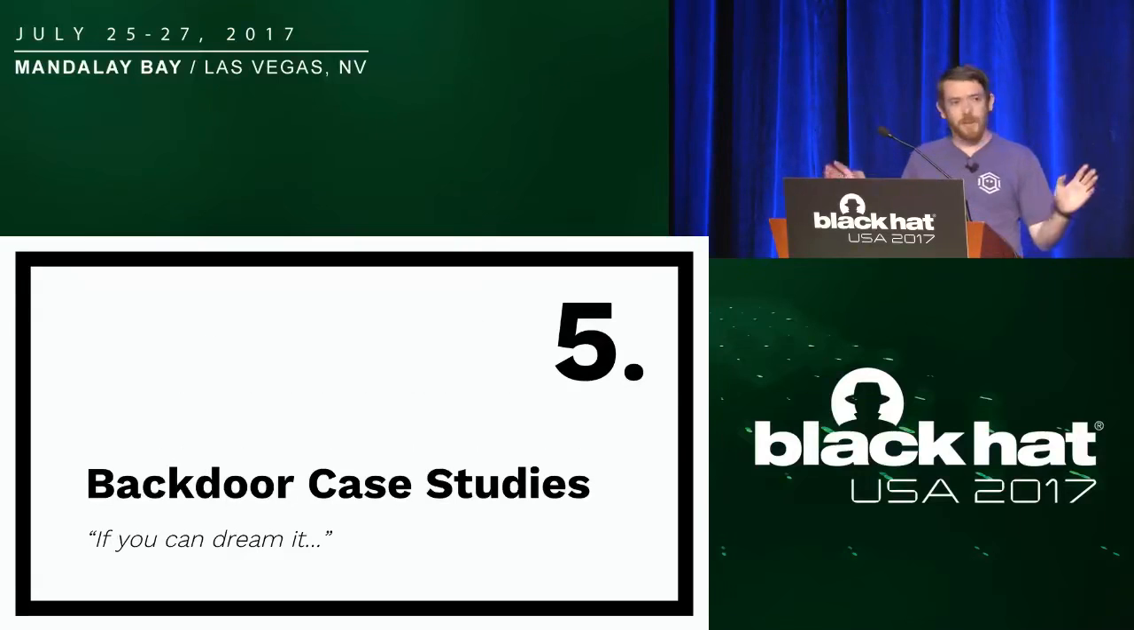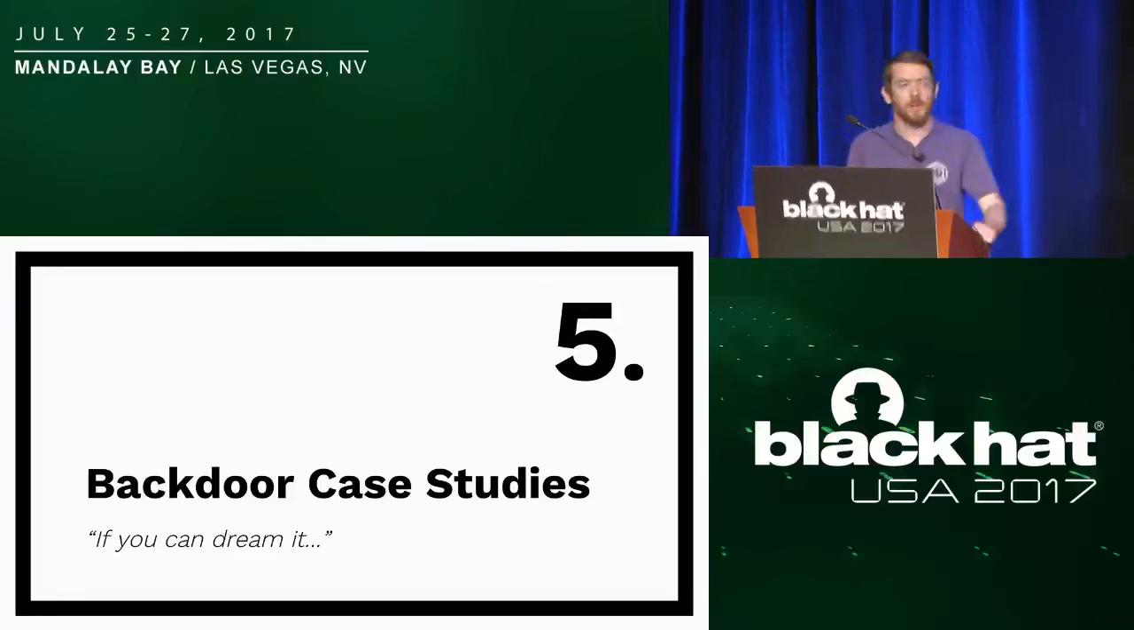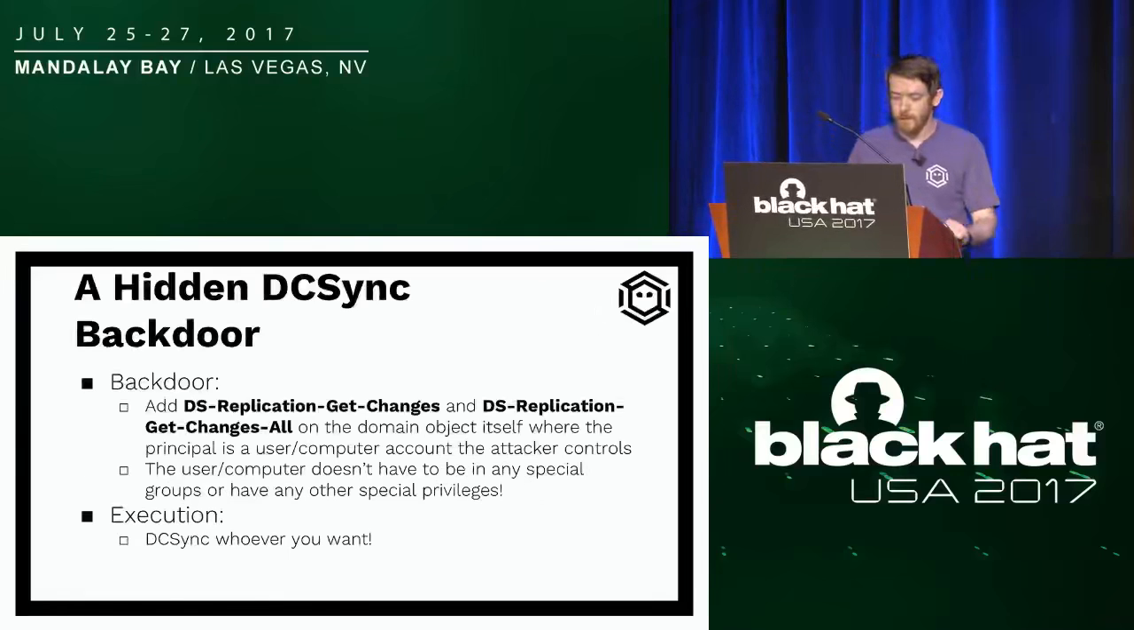We already have more ideas after you put the deck together. There's infinite possibilities on how you could design these chains of malicious ACEs. So the very first one, pretty easy. I talked about those DC sync privileges. So what the attacker does to implement the backdoor is they add DS replication get changes and DS replication get changes all to the domain object itself, where they are the principal, or a user they control is the principal.